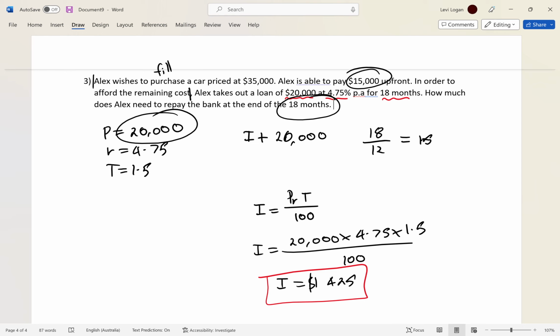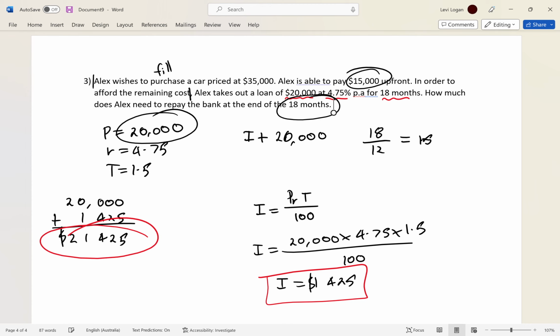So our actual answer is going to be 20 grand plus $1,425. So using your maths, that's $21,425, and that is our answer.